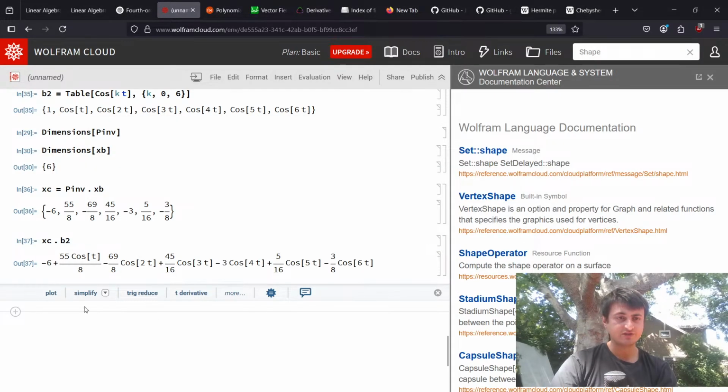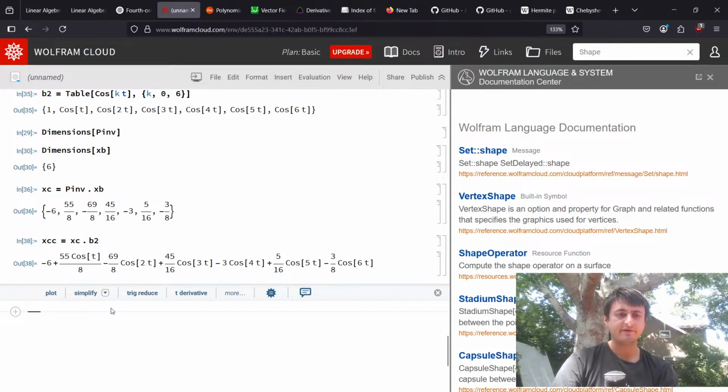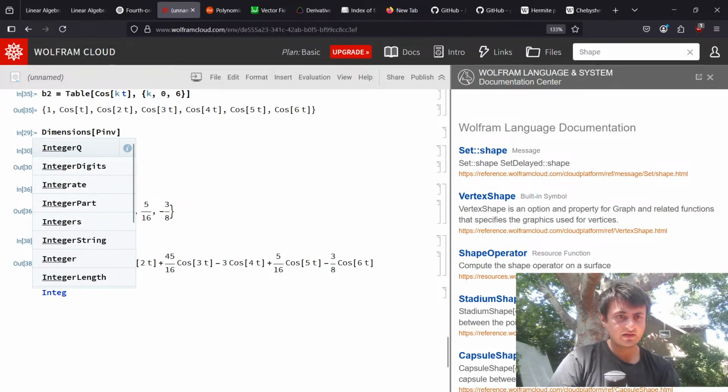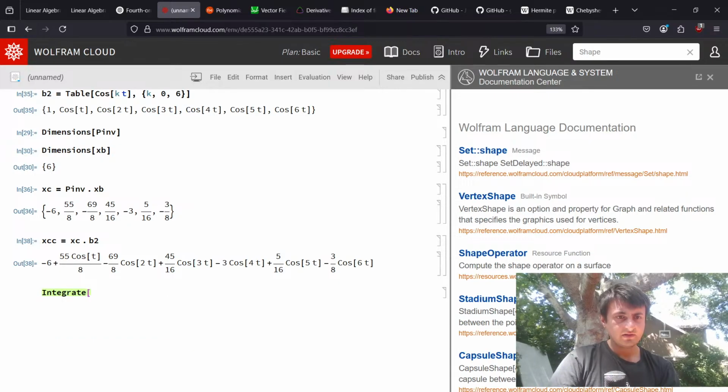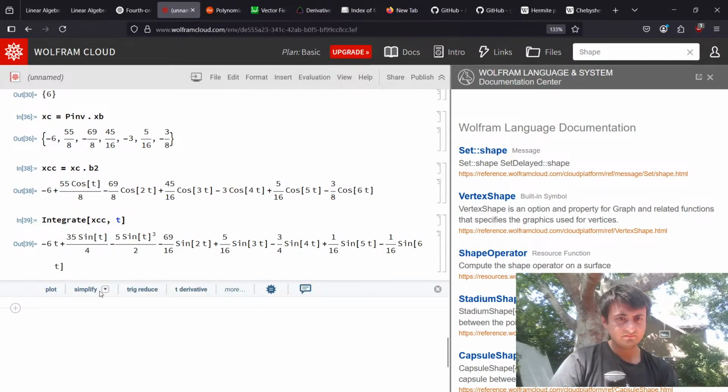Maybe we could just double check and say, so this is xc, let's call it xcc. I don't know what that means, but if we just integrate xcct, something does look wrong because I don't know if we should have a power there, right? Why would we have a power there? Maybe this simplify just did that.